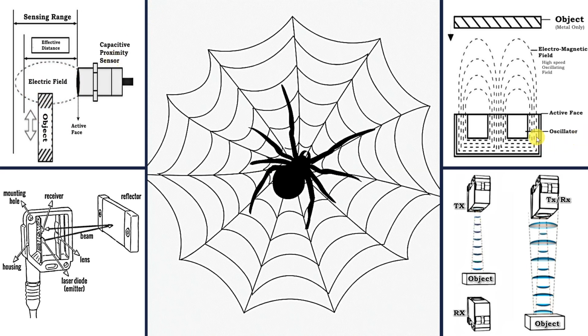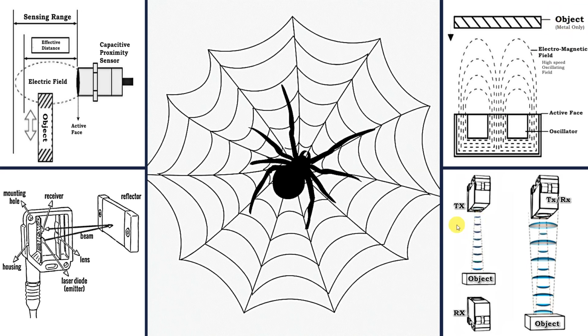This is the inductive sensor. Now, instead of an electrostatic field, it generates an electromagnetic field. But there is a catch: the electromagnetic field does not affect all objects. So this is particular to metal objects only.